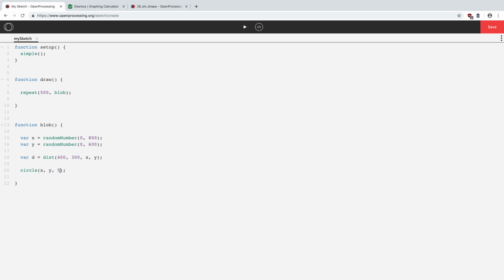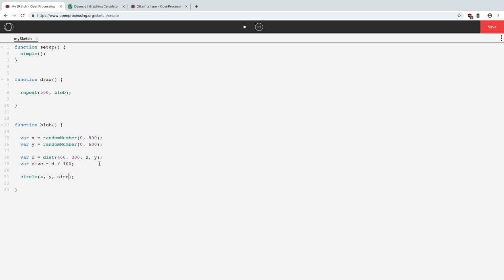Right, so if we use that distance to be the size of the circle, that's going to get quite big, isn't it? Because it could be a circle of size 500, and that would swamp the canvas. So let's calculate a smaller size. Let's say var size equals distance divided by, I don't know, let's say 100, and use that as the size of the circle.